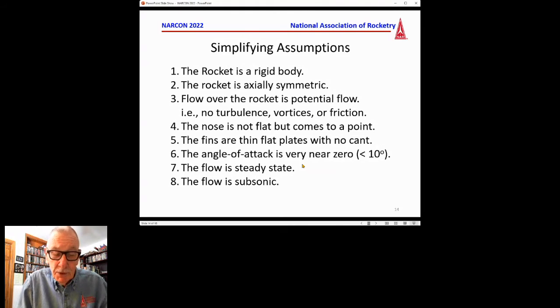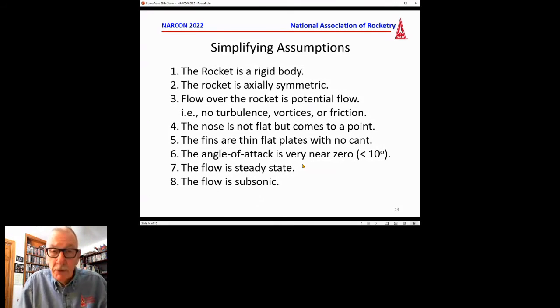That's a tough assumption to meet with a super rock. And therefore, what does that say? Well, you can still use the equations, but you have to have a lot more static margin to be sure that as the rocket flies, it doesn't go unstable.